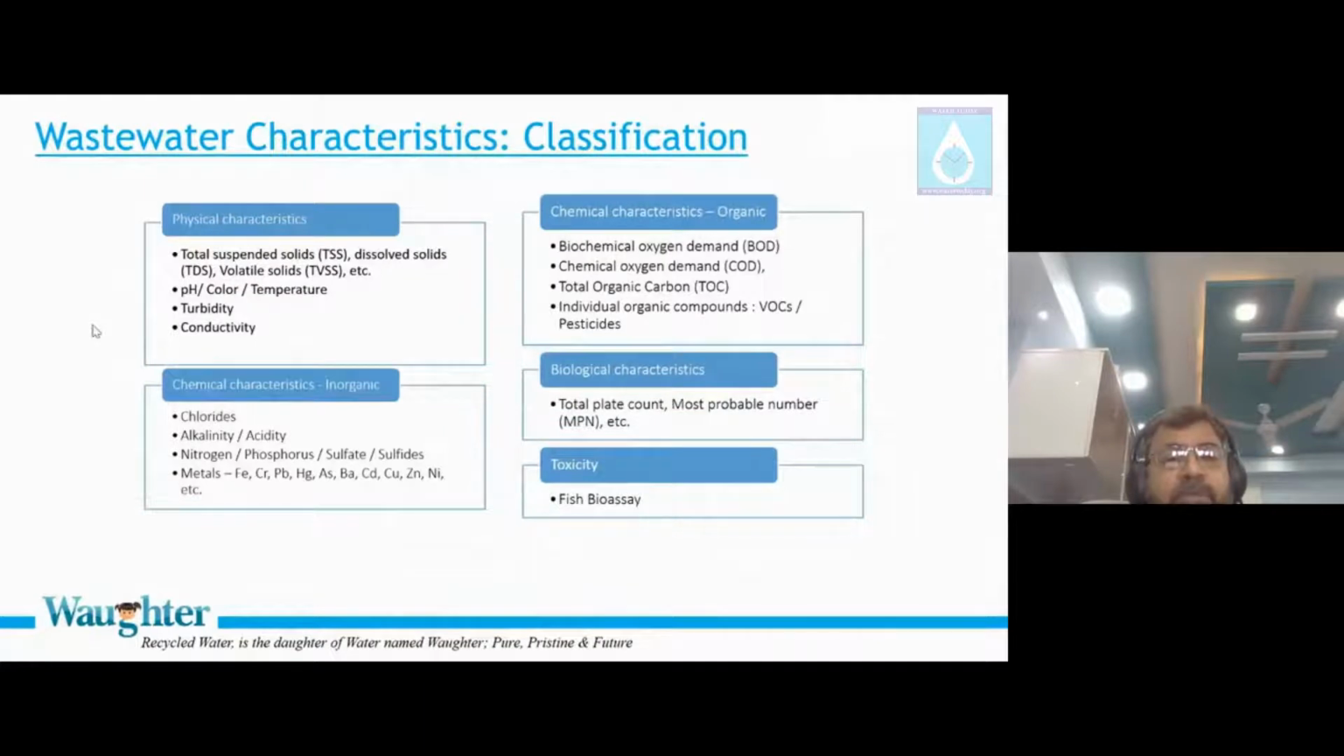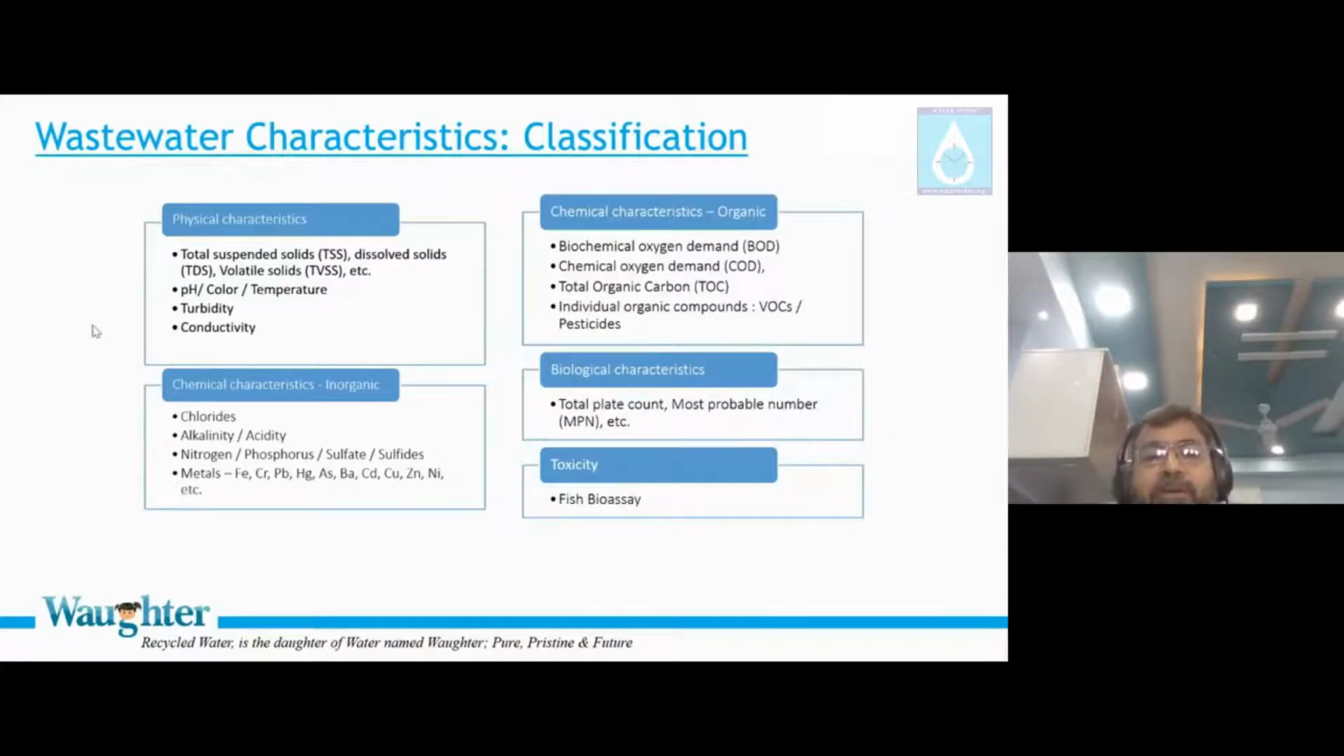Now, something for which you require a chemistry lab and want to go for some kind of chemical analysis is called chemical characteristics, which is chlorides, alkalinity, acidity, nitrogen, phosphorus, sulfates, sulfides, a whole lot of metals. Typically, they are less in sewage, but a lot in industrial effluent. But there could be metals, Fe, chromium, lead, anything. Whatever is used by humans will be available in the sewage.